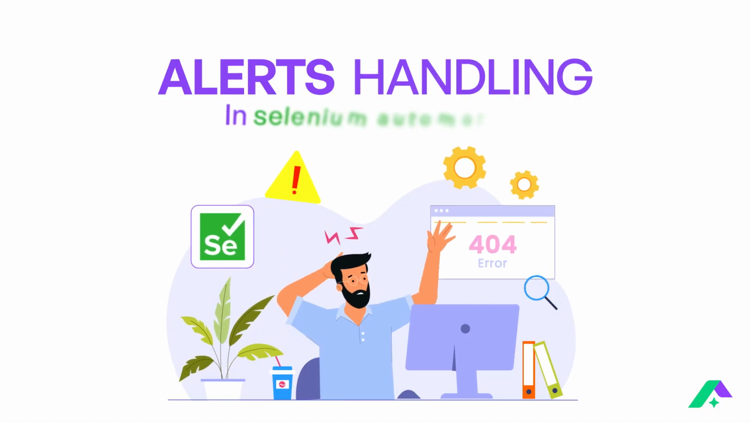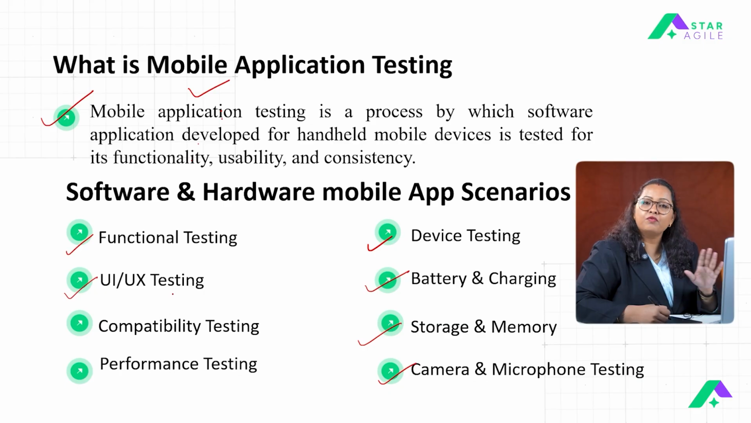Today we are discussing a very important topic, alert handling in Selenium automation. Today we have trainer Priyanka with us who holds 15 plus years of experience in automation, and she'll walk you through 3 types of alerts: simple alert, confirmation alert, prompt alert, and how to handle automation pop-ups. Let's get started.